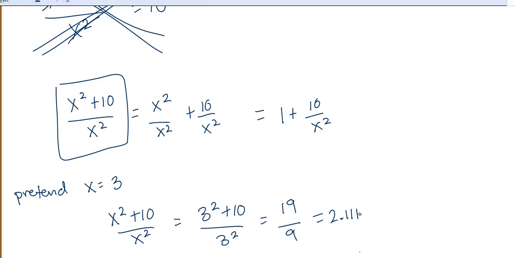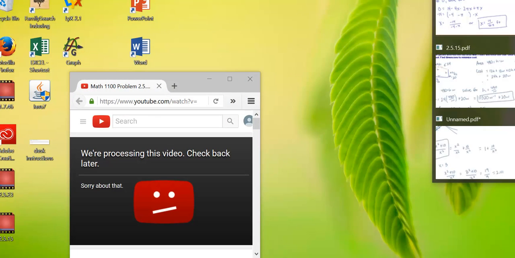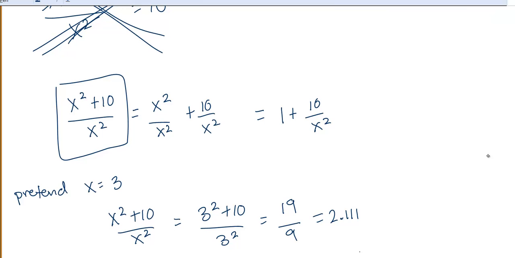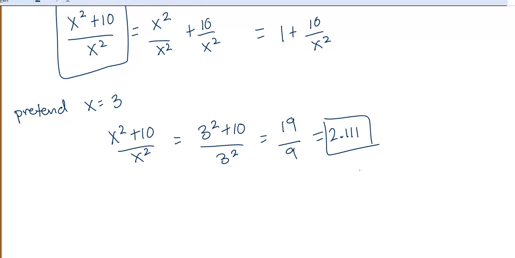Okay. Now this is the correct answer. This is the correct answer, which we know because we're following our normal order of operations. That's what we would instinctively do. We think that should be correct.